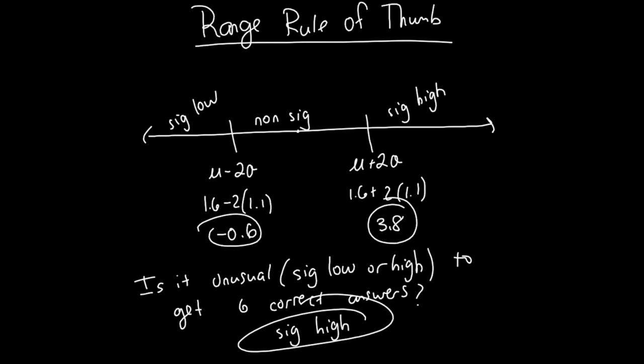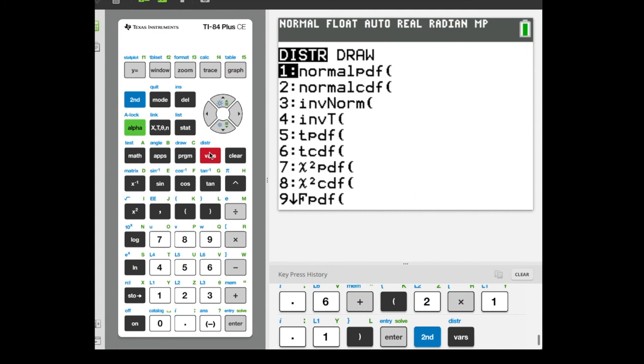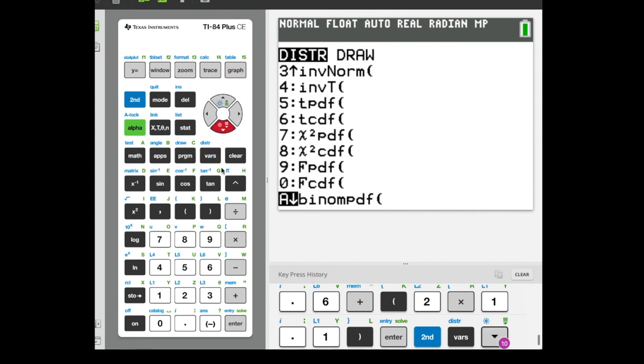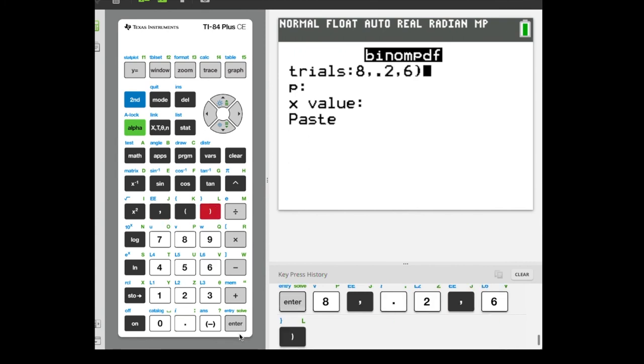The other way to do that is to actually find the probability of getting 6 of them correct. What is the probability of getting exactly 6 questions correct out of 8 if I'm randomly guessing on all of them and there's 5 possible answers? This is a binomial PDF where n is 8, p is 0.2, and x is 6. I'm going to my calculator to calculate that. Second, VARS, binompdf, n, p, x. So 8, 0.2, 6. Let's see what that probability is.